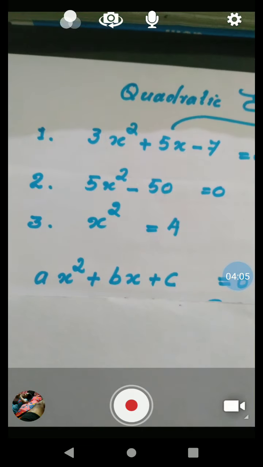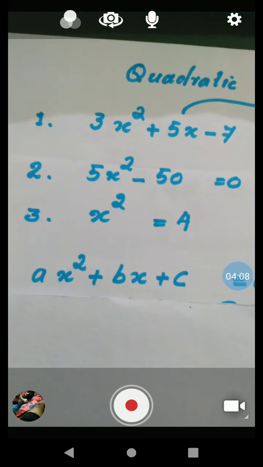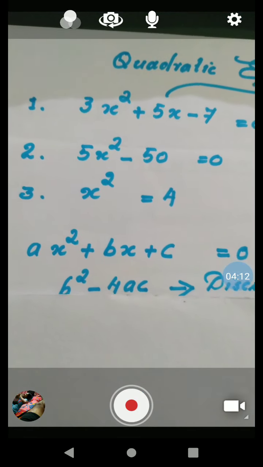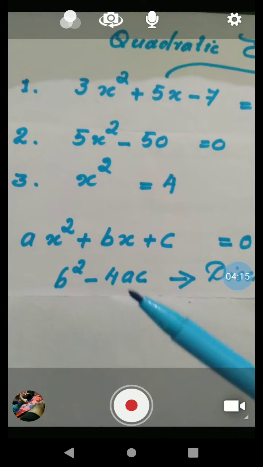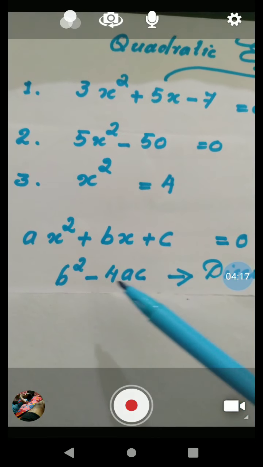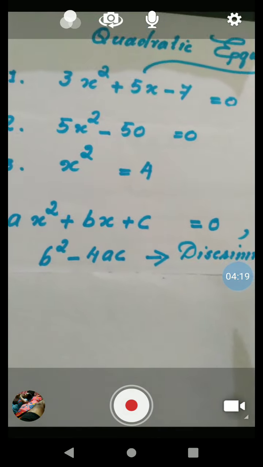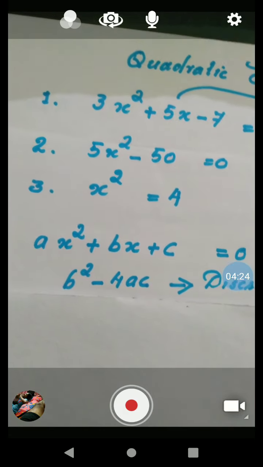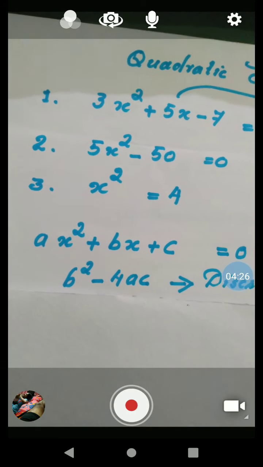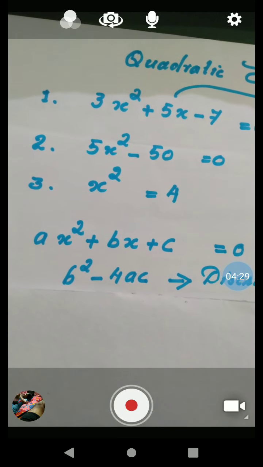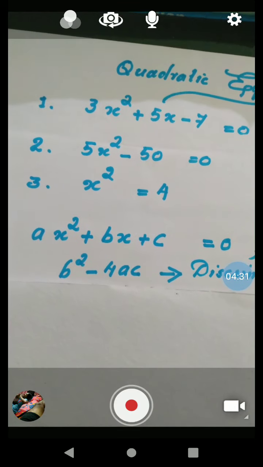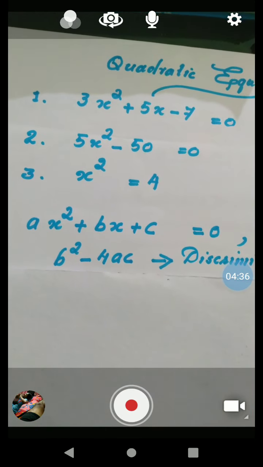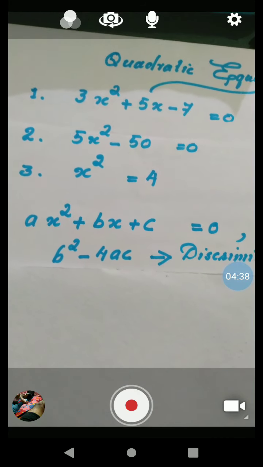Okay. And the next is discriminant. Here we can see a, b and c. If we write b square minus 4ac, b square minus 4ac is known as the discriminant. With the help of this b square minus 4ac, we can examine the nature of roots. I will tell you later, after we study the formula for finding x.